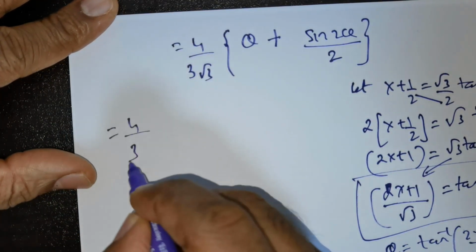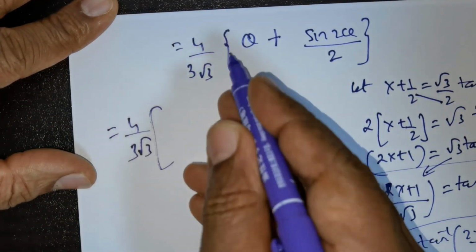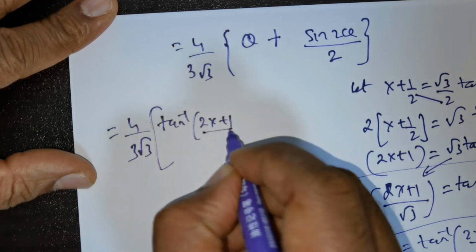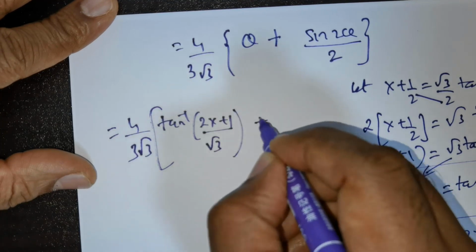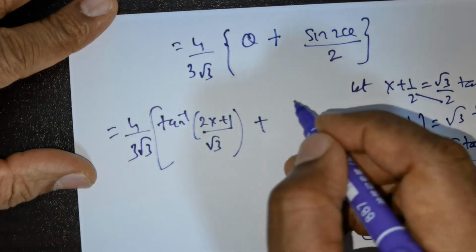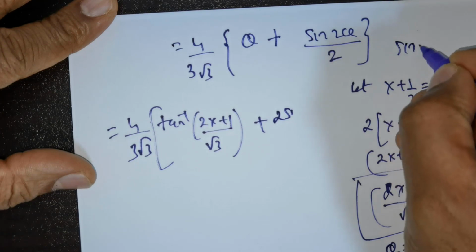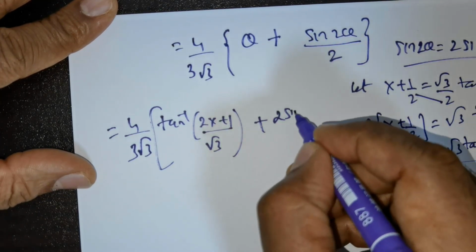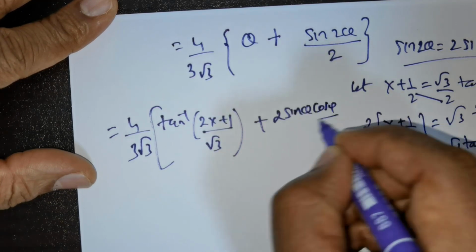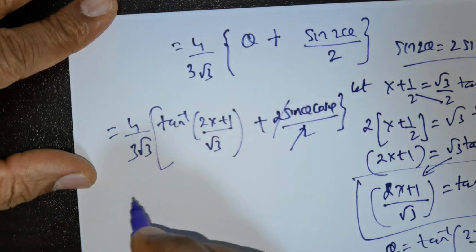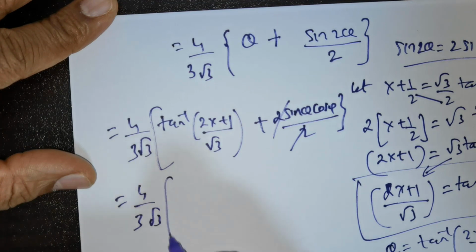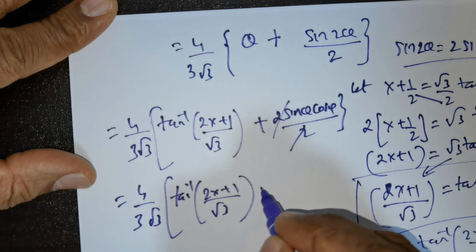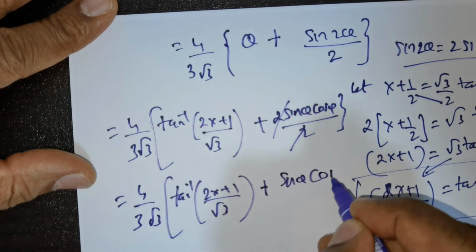This is going to be 4 over 3 times root 3. In place of theta, I'm going to substitute tan inverse of (2x + 1) divided by root 3, plus I got sin 2 theta. I know sin 2 theta as a formula, which is 2 times sin theta cos theta. So substitute that, I get 2 times sin theta cos theta divided by 2. 2 gets cancelled, giving me 4 over 3 times root 3 times tan inverse of (2x + 1) over root 3 plus sin theta times cos theta.